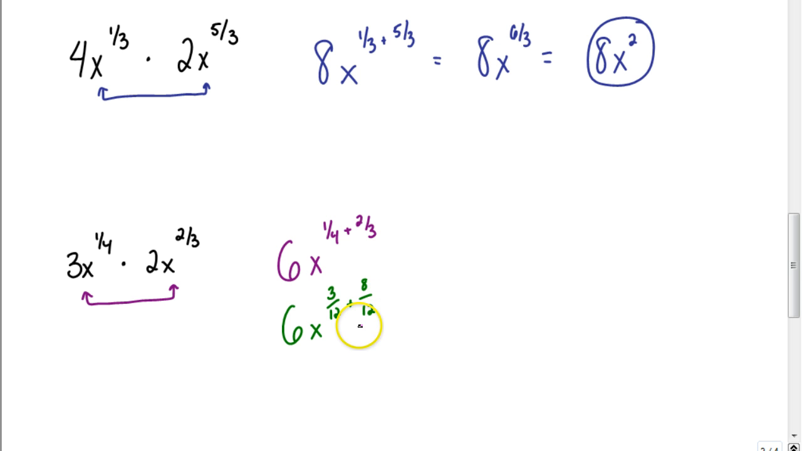And now I can add these together. I can add the exponents to get my final answer, which would be 6x. 3 plus 8 is 11, so I'd have 11/12 there.